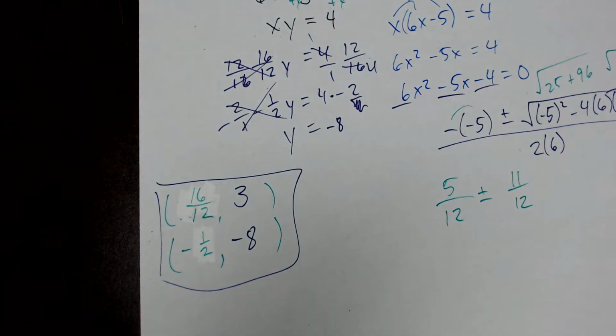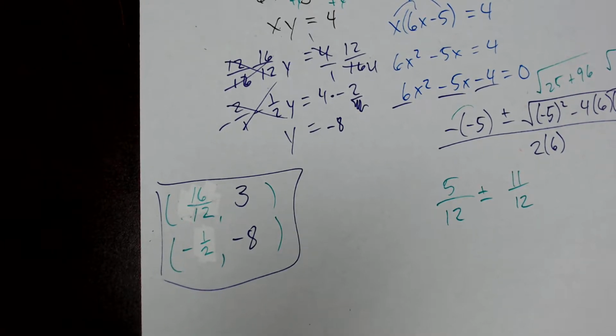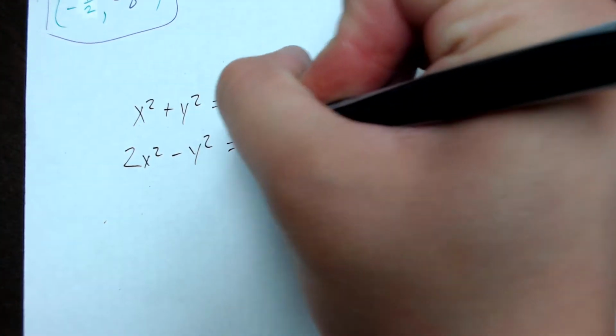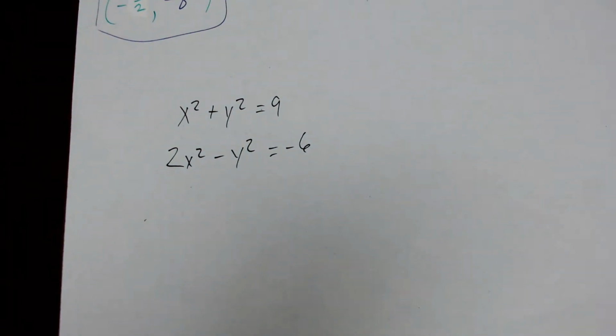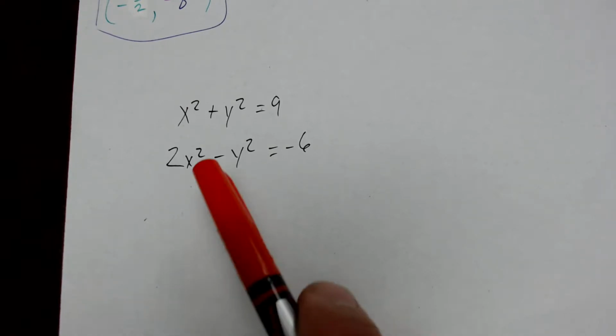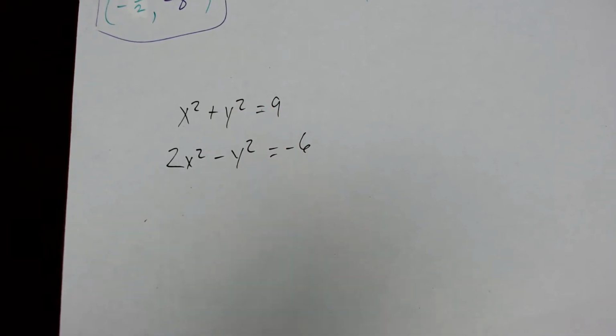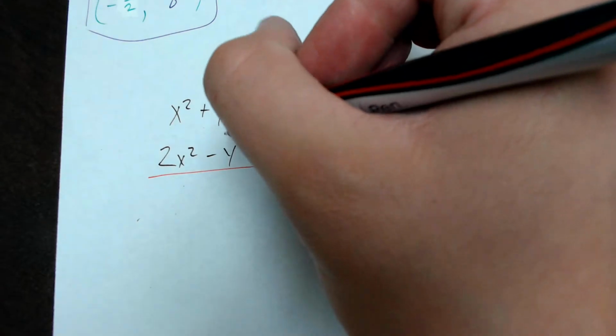And then I've got my 2 answers. Cool. Now let's find out what happens if we get 4 answers. So if we have 2 equations that are both squared, like this one, x squared plus y squared equals 9, and then 2x squared minus y squared equals negative 6, I'm going to get 4 answers for this one. First thing I'm going to do here is solve by elimination, because these are separate terms, one's positive, one's negative. I'm going to immediately start eliminating.